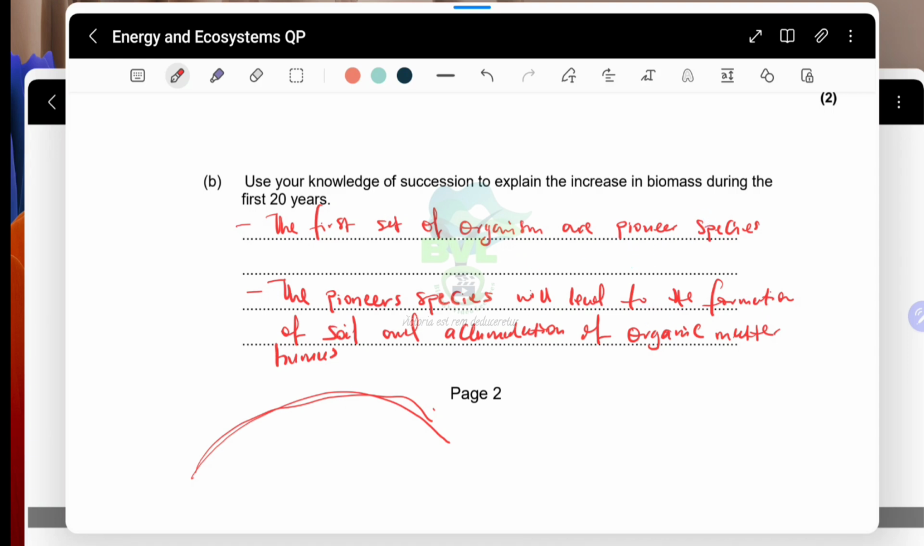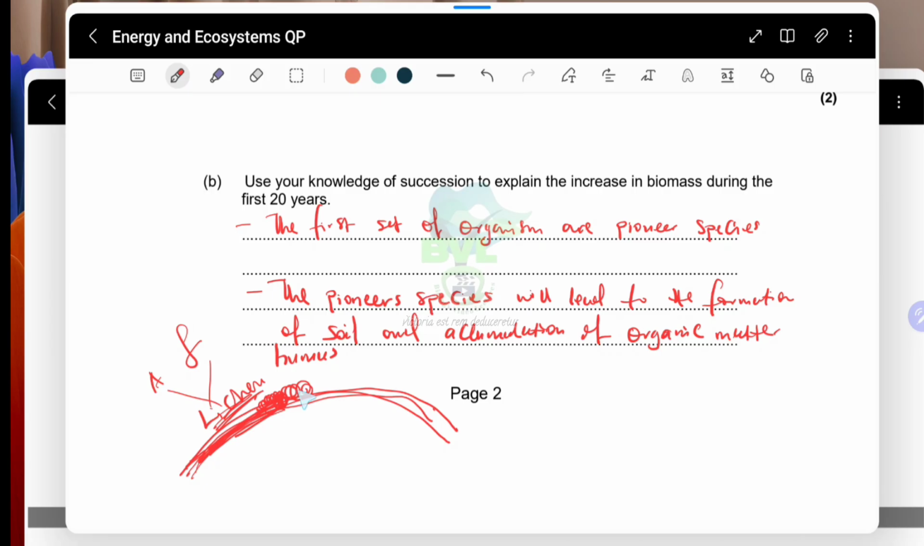The pioneer species will lead to formation of soil because this is a bare rock. Usually the ones we have are lichen. Lichen is made up of algae and fungi, but don't worry about that yet. This lichen lives on this hard surface. Please bear in mind that succession takes years to happen, maybe hundreds of years. It will take a long time for this lichen to die and break up the rock particles little by little.